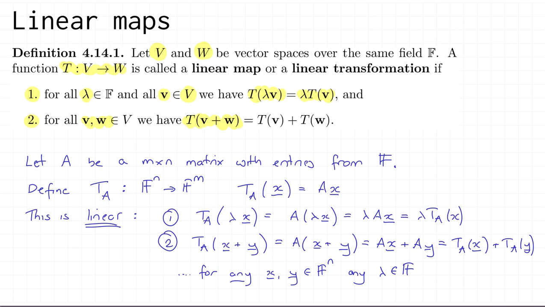We'll use this notation TA regularly throughout Math 5, so whenever I talk about TA I mean a linear transformation like this one given by left multiplication by a matrix A. So that's probably the most important example of a linear map that you'll see. But these things are actually incredibly common, and you'll see them everywhere throughout mathematics.